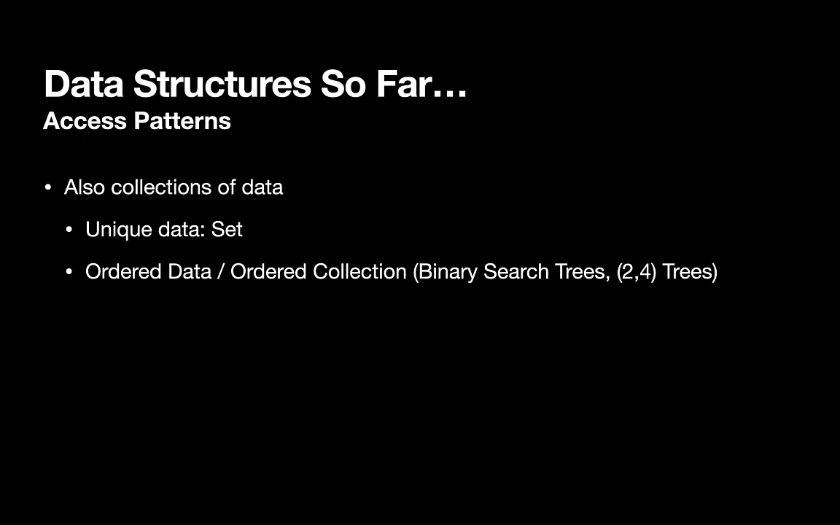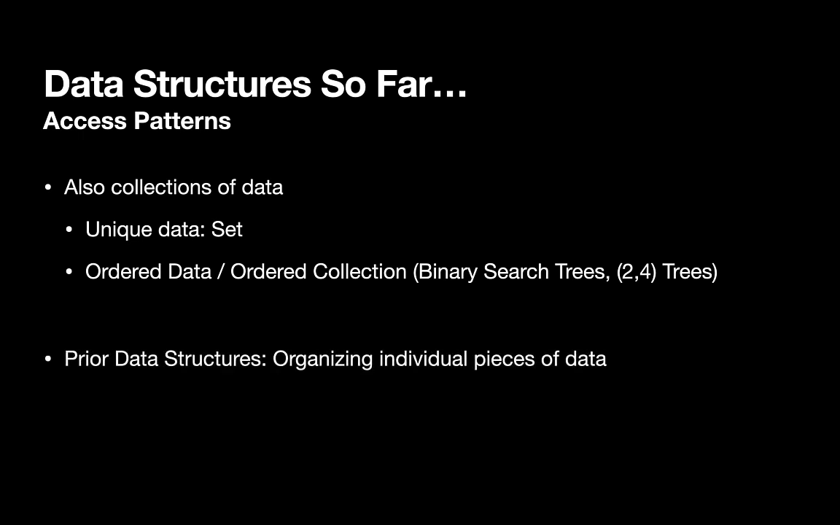So when we were looking at ordered collections, we were talking about binary search trees and the AVL tree and the 2-4 trees. But you can also have ordered sets or ordered collections by using lists, or lists based on arrays or lists based on links. Okay, so a lot of our prior data structures were organizing individual pieces of data. It was kind of a collection of things that are all the same.